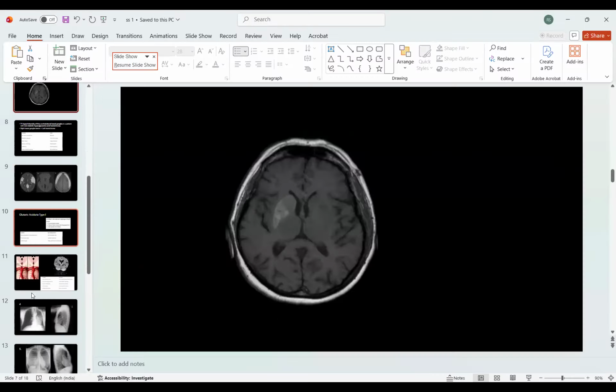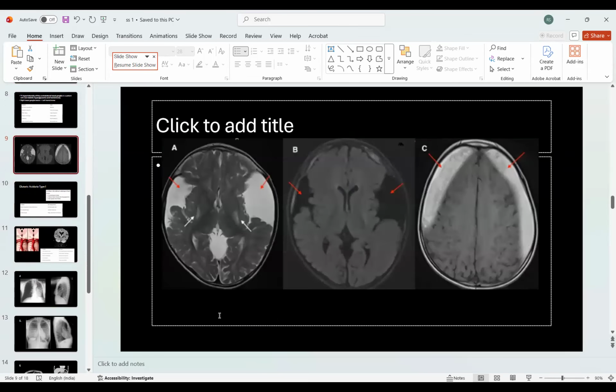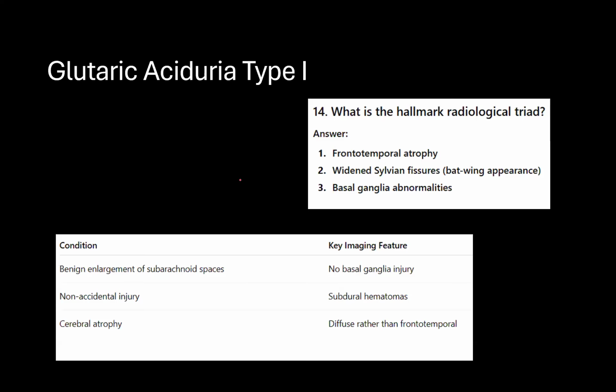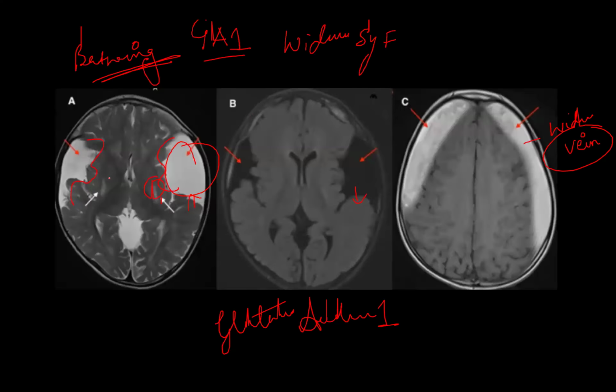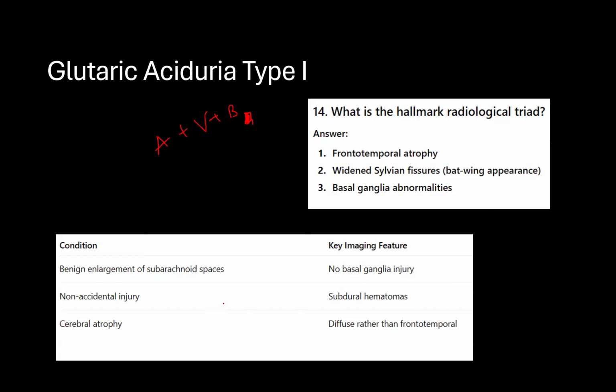Now let's go to next spotter. So I have given the DD. What is the hallmark or the triad of GA1? It is having frontotemporal atrophy. We saw that in brain there was atrophy. Okay, with atrophy there was widening of the fissure which was giving the batwing appearance, followed by basal ganglia hyperintensity. Remember, it will be having basal ganglia hyperintensity.